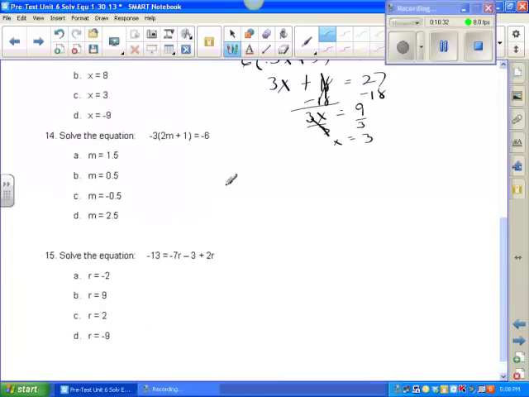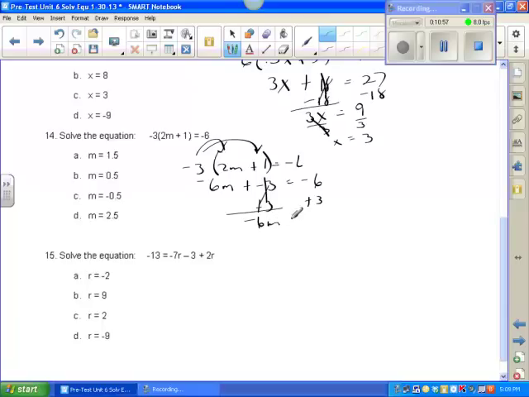Okay, 2 left. All right, we have negative 3 times 2m plus 1 equals negative 6. So do your distributive property. So that's negative 6m. Negative 3 times 1 is negative 3. Okay, I don't have combining like terms. I don't have variables on both sides, so it looks like a two-step equation. So opposite of the number. And then I do opposite of the operation.